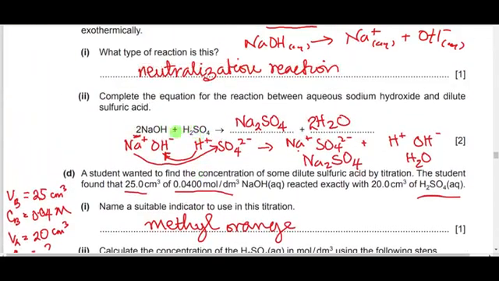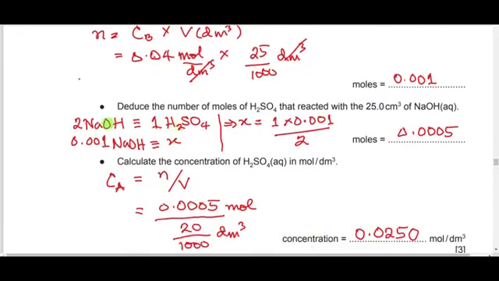Now from the mole ratio here, 2 moles of the base reacted with 1 mole of the acid. It means that for every 2 moles of the base used up, 1 mole of the acid was used up. So since the amount that reacted is actually 0.001 mole of the base, it means that half of that amount of the acid will be used up. It gives us 0.0005 mole.